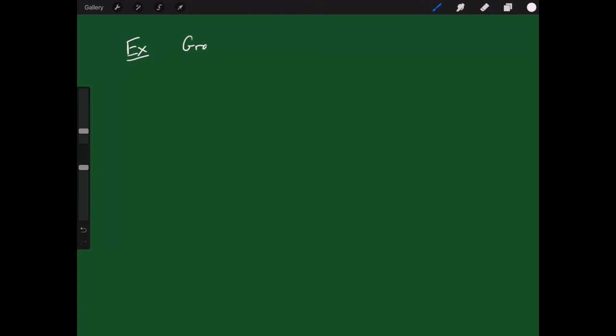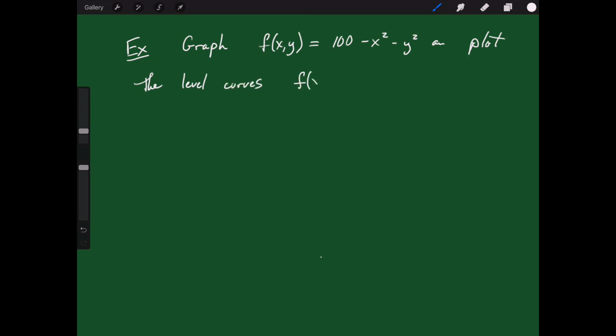So let's graph f of x, y is equal to 100 minus x squared minus y squared, and plot the level curves f of xy is equal to 0 and f of xy is equal to 51 and f of xy is equal to 75 in the plane.